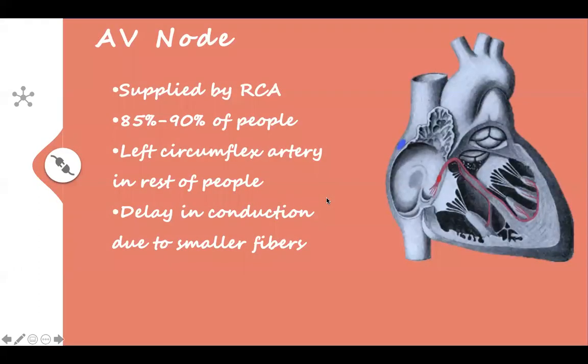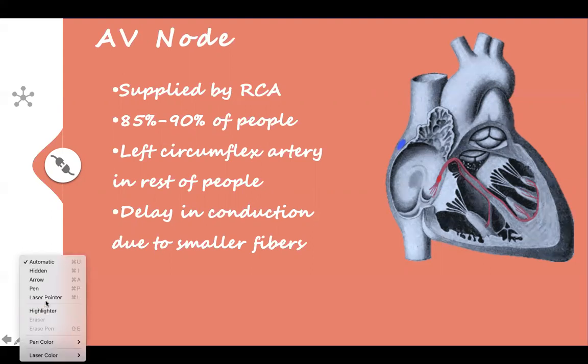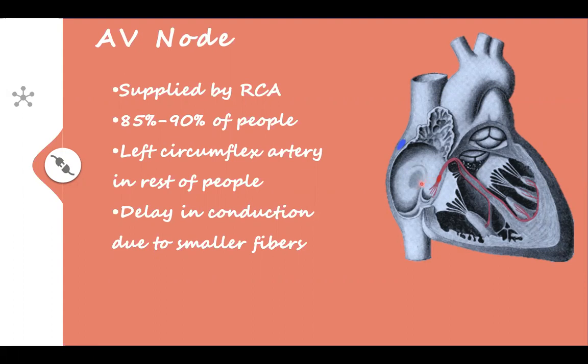So, as we said, the AV node is supplied by two vessels, the right coronary artery and the left circumflex artery, and it is the stabilizer of the heart, as it makes the electricity stable or produces a physiological delay of about 200 milliseconds in order to make the atria contract and the ventricles not contract simultaneously.